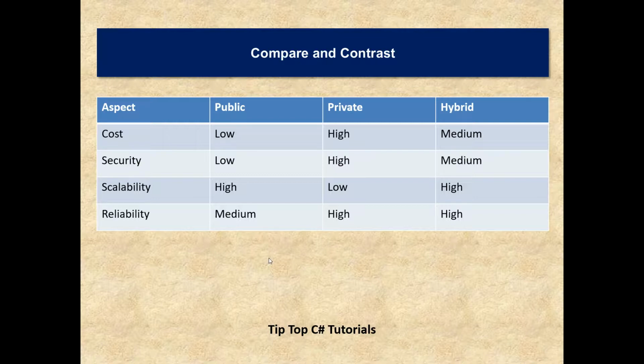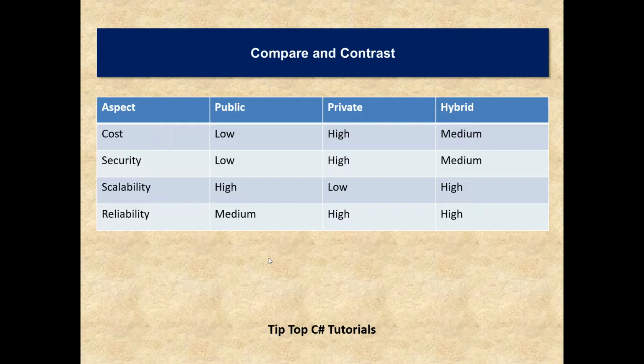Security aspect for public it is low because it may not necessarily comply to the different security and compliance rules of many enterprises. Whereas in private cloud it is high because it's up to the enterprise to employ different security mechanisms as per the regulations and compliance. Whereas in hybrid it is medium because in private it is high and certain services if you are using from public it will have low. So we can term it as medium.